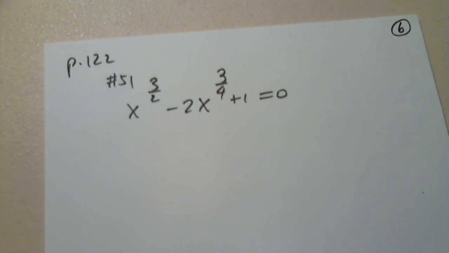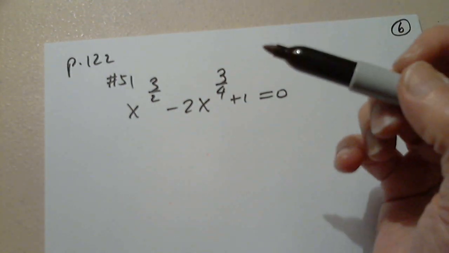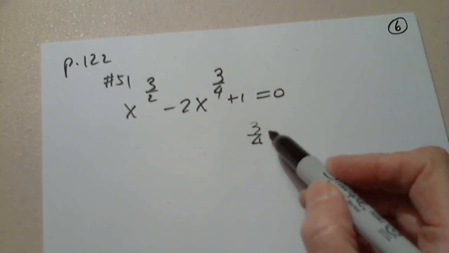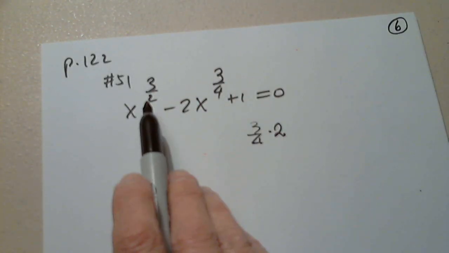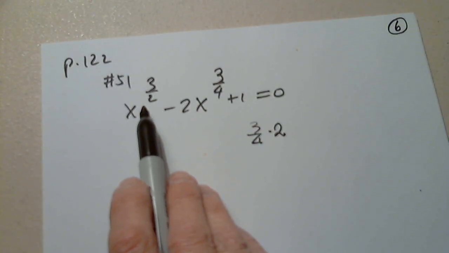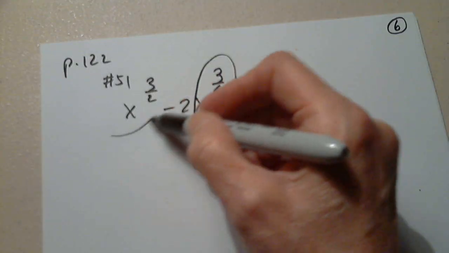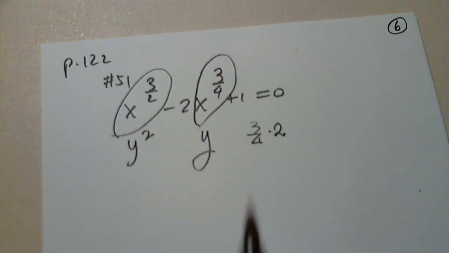Specifically look at this, but they're all the same. Notice that if I take this power and multiply it by 2, I get this power, which means this should be denoted by y, because this is y squared.